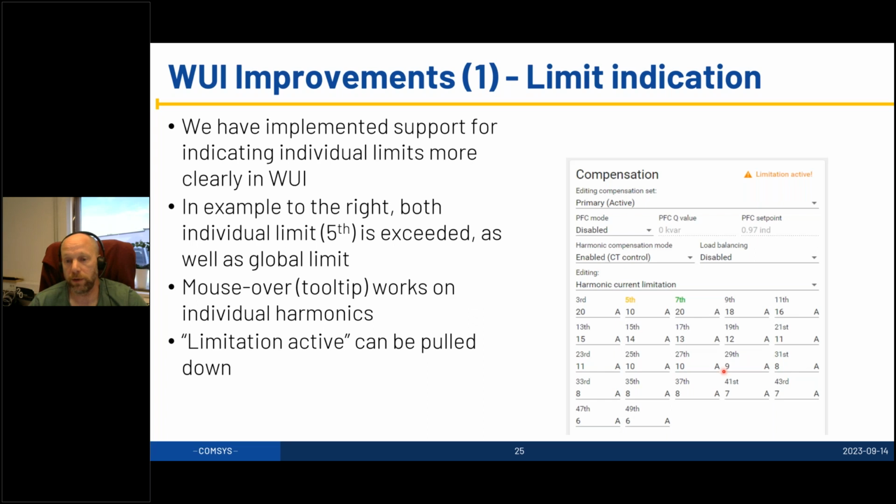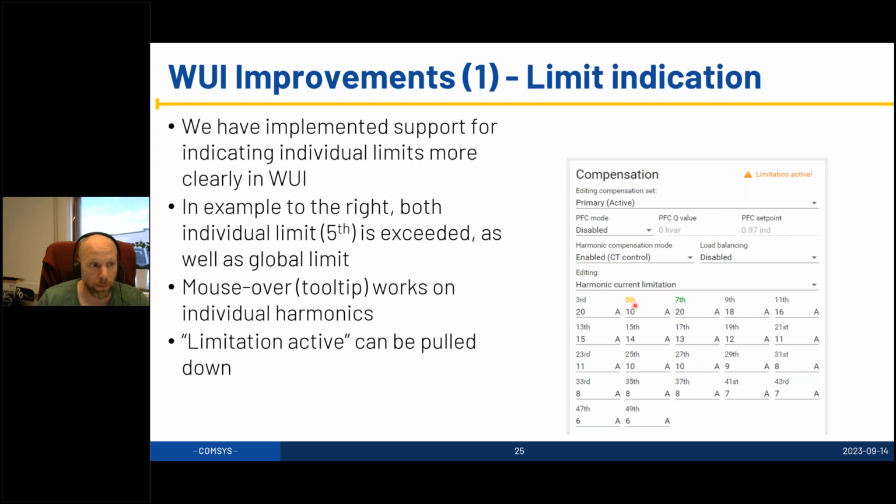So these were two quite heavy theoretical topics, and we will now switch over to talking about some simpler things, where hopefully I will not lose the audience as easily. We have some web user interface improvements, and one of the first ones is that we have a limitation indication. Now it means you're running the fifth harmonic. Here it says that we have a limitation active. This doesn't mean we have a problem. This simply means that we have a limitation of one of the harmonics.